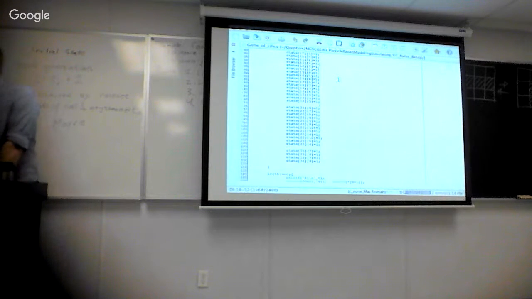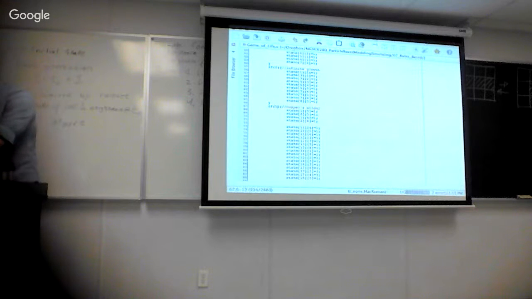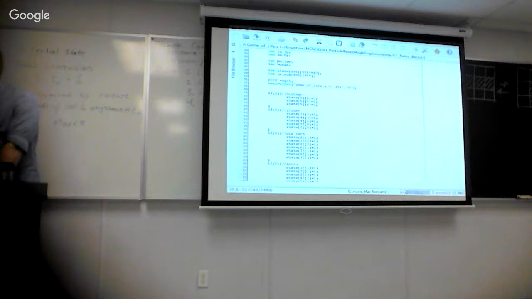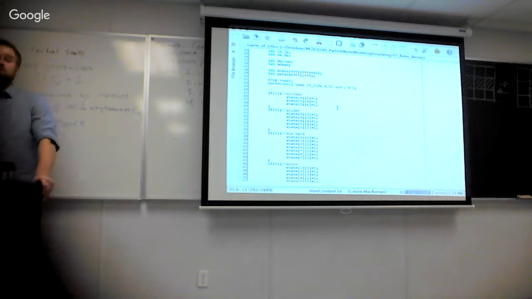As Austin has already put his finger on, what makes this interesting is not only the rules, but the initial conditions. So let's do a blinker. And here's the initial condition for a blinker. I just need a row of 3 cells in a row that are alive. I'm just going to set them equal to 1.